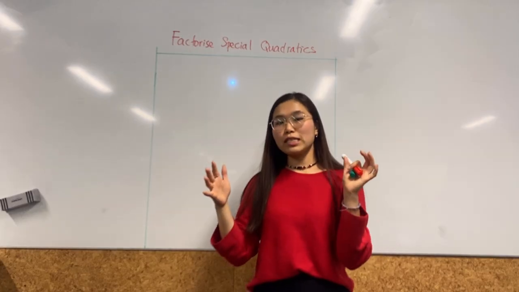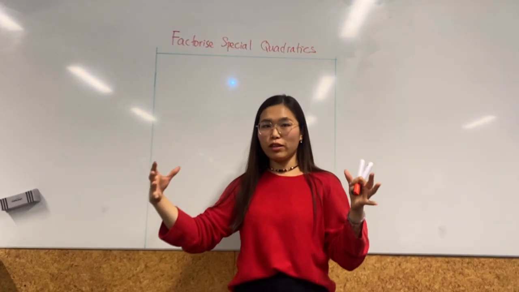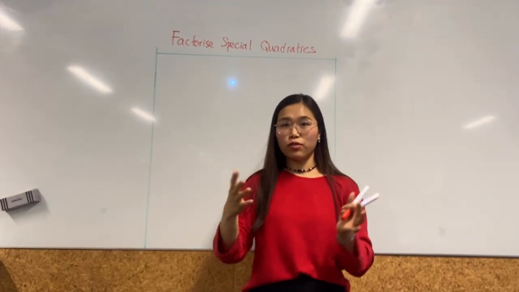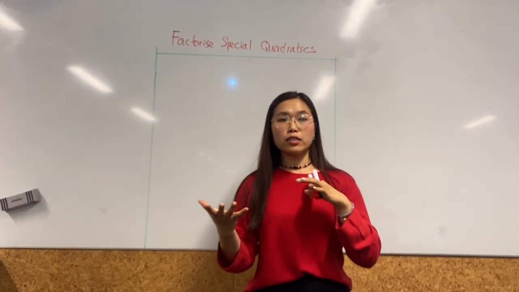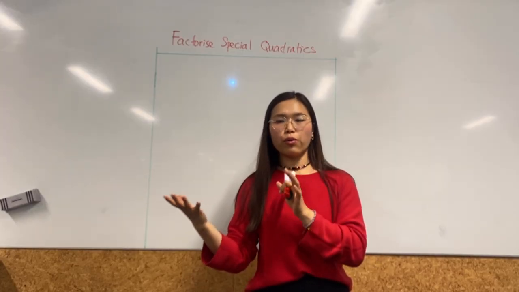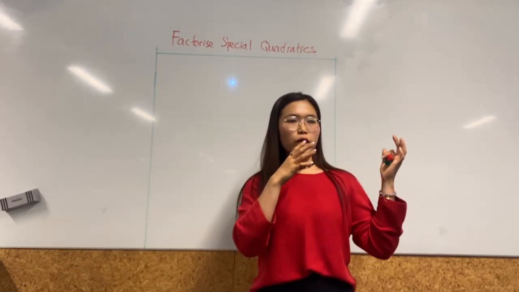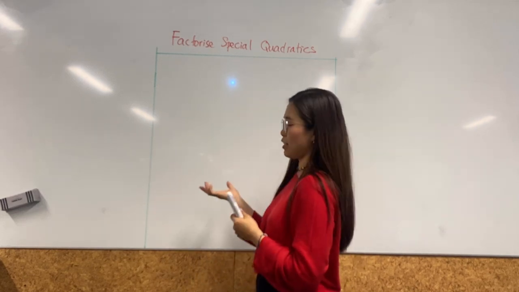Okay, so factorizing basically means you get given a quadratic equation in an expanded format. Now you would like to put them back into the brackets. That means you're factorizing it, okay? So it's quite important to know how certain quadratic equations look after they have been expanded. Knowing those rules will help us to identify the special quadratics, okay?